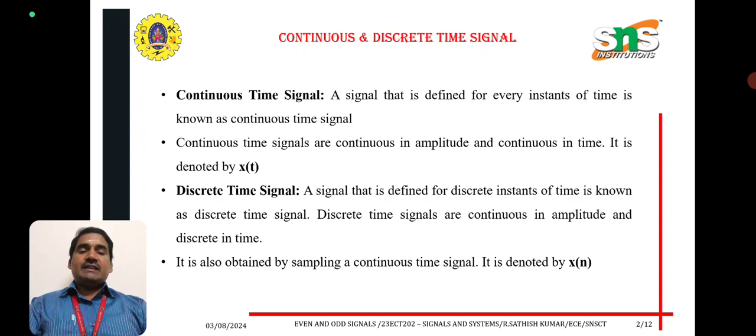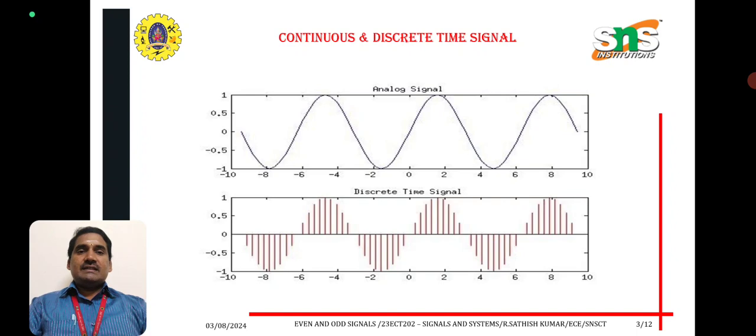Discrete time signal: a signal that is defined for discrete instants of time is known as a discrete time signal. Discrete time signals are continuous in amplitude and discrete in time. It is also obtained by sampling of a continuous time signal. It is denoted by x of n. Sampling is nothing but the process of conversion of an analog signal to a digital signal. This is the representation of a continuous time signal and a discrete time signal.